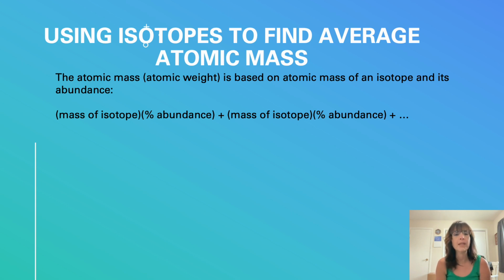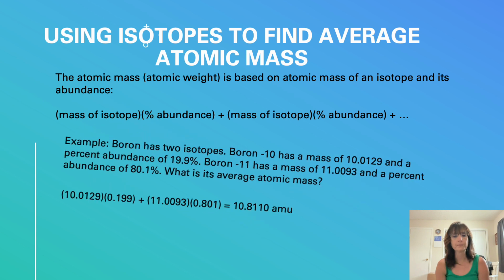Not the case here. If you look at the formula, it's mass of an isotope times the percent abundance, plus mass times percent, plus mass times percent, and so on. You have to factor in how often it occurs. Now here's an example for you.